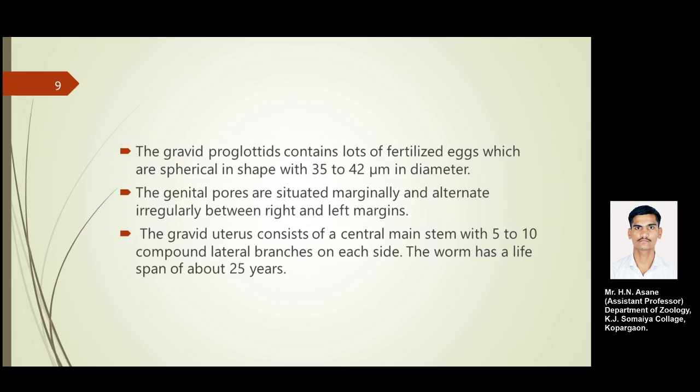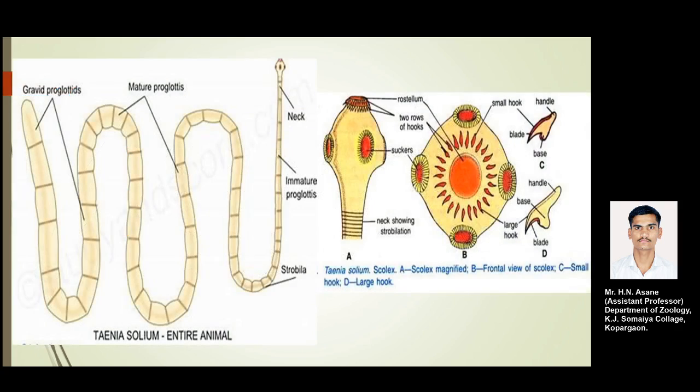The genital pores are situated marginally and alternate irregularly between the right and left margins. The gravid uterus consists of a central main stem with 5 to 10 compound lateral branches on each side. The tapeworm has a lifespan of about 25 years; it can reside 25 years in the host.